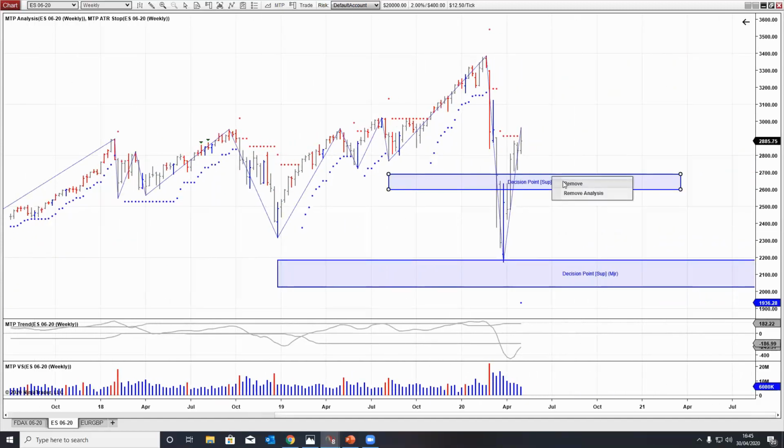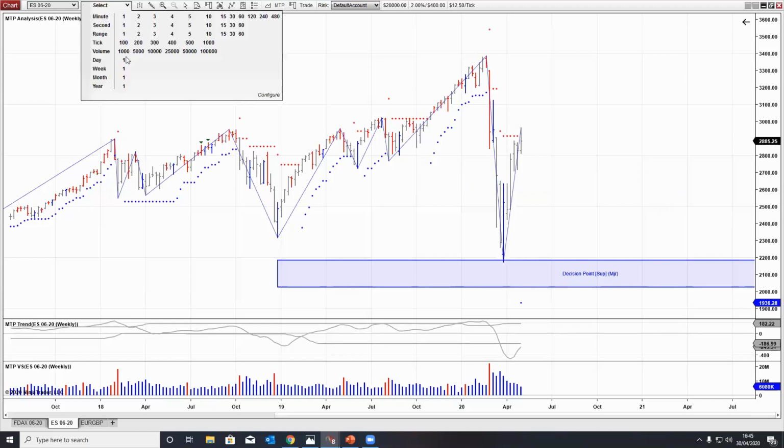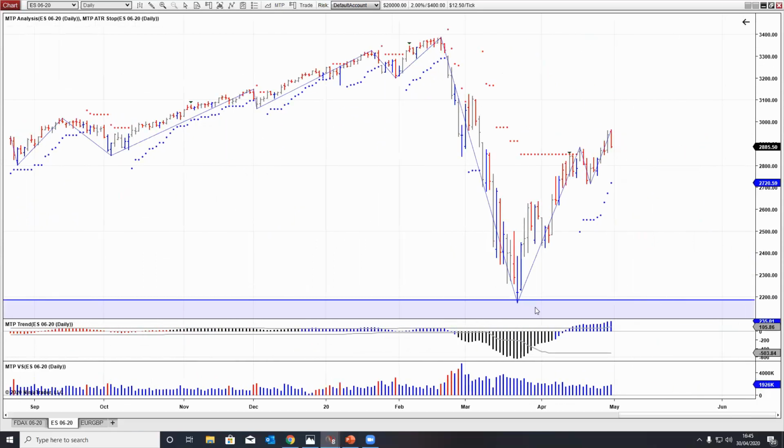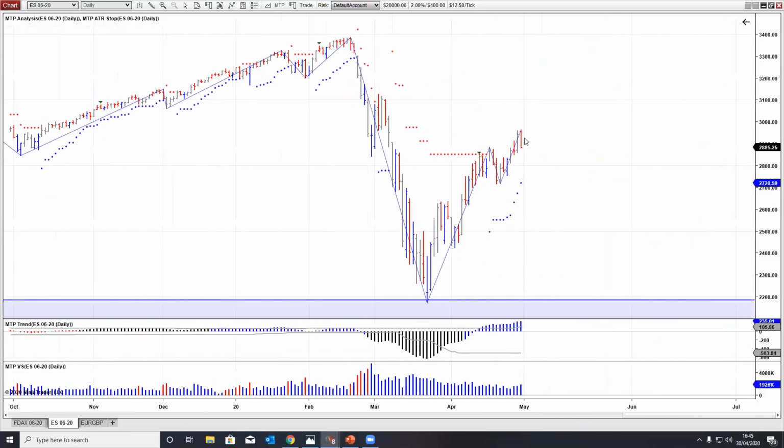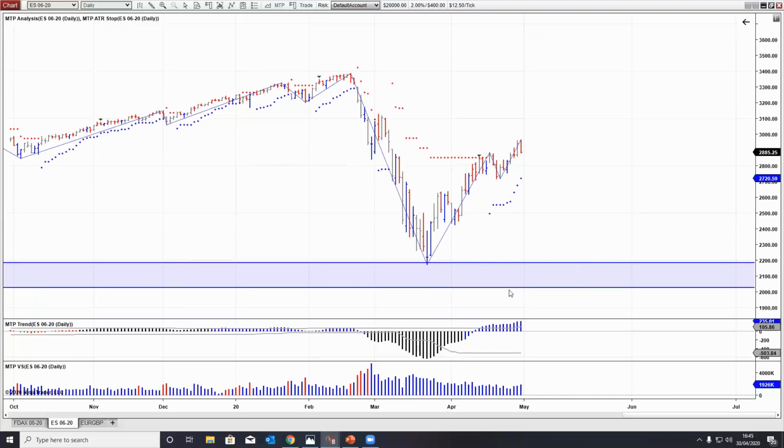So basically, this rally we've had here, if I go back to the daily chart, off that low has actually been no surprise at all to the MTPredictor customers, because that was the support zone we had on the chart in advance. So needless to say, our trend was down into that level, and it's now been up since then.